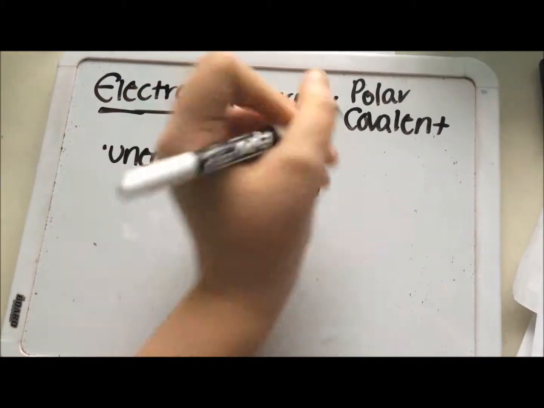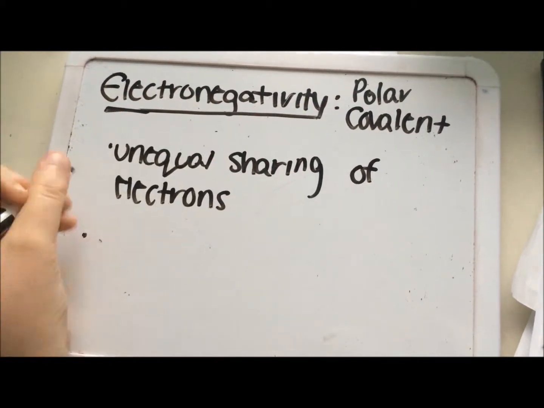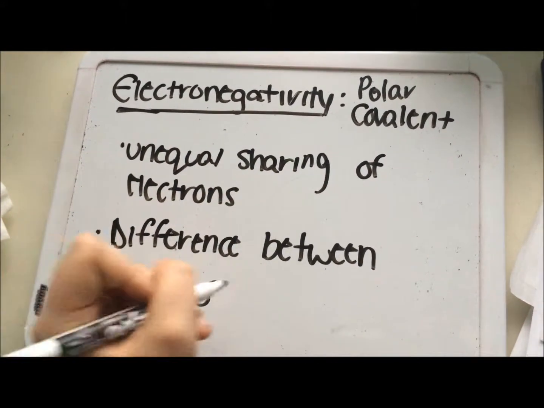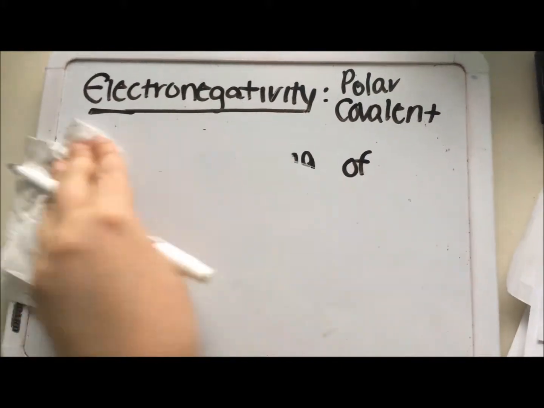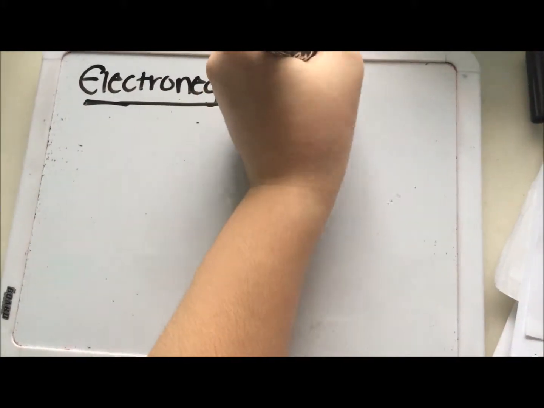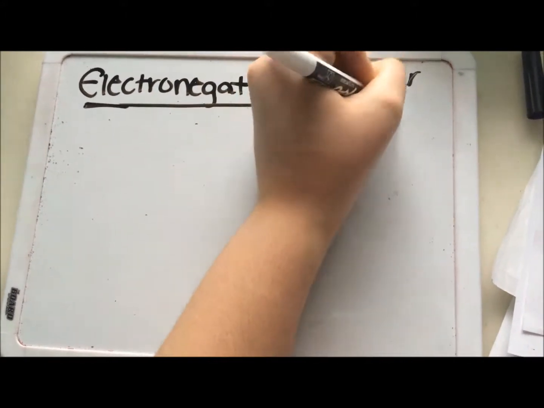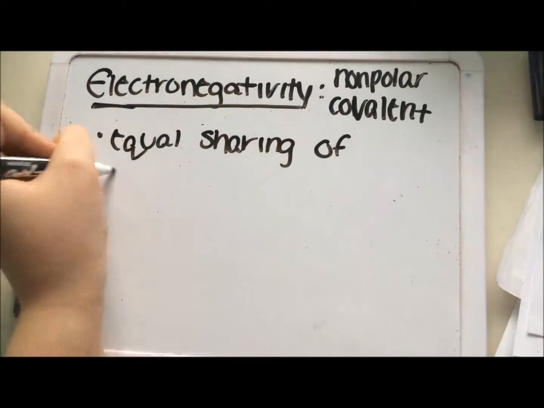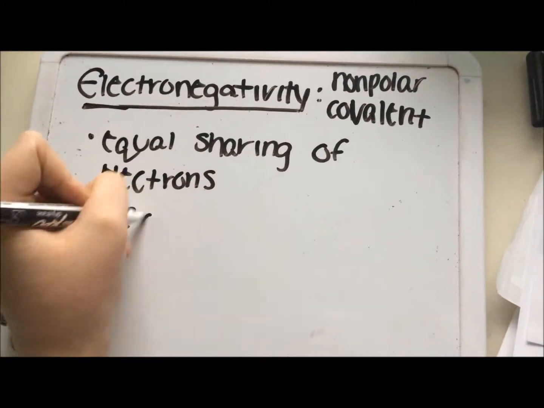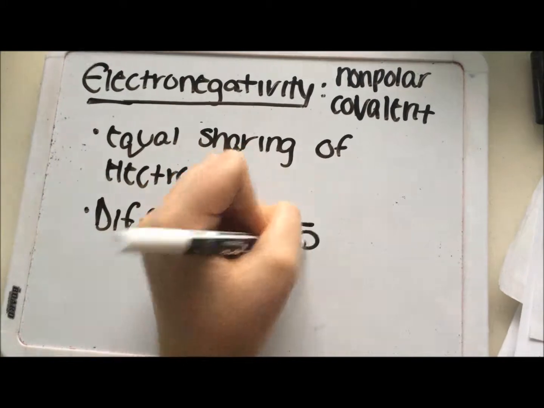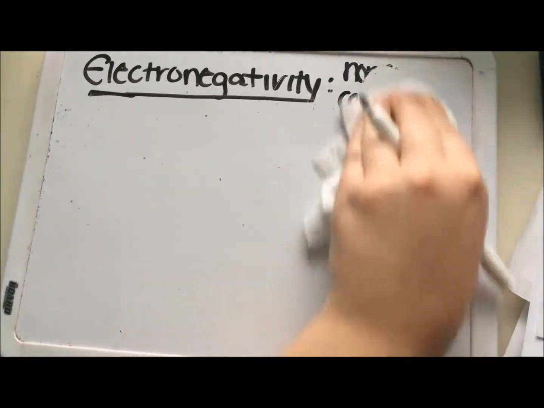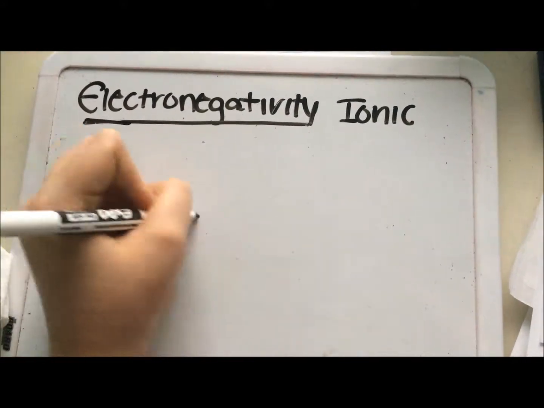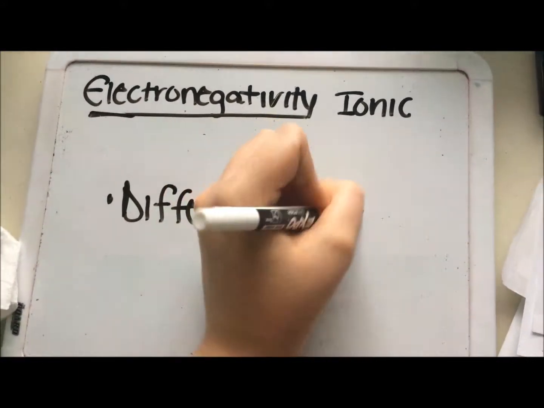Polar covalent electronegativity. It has unequal sharing of electrons and a difference between 0.5 and 1.7. Nonpolar covalent electronegativity. It has equal sharing of electrons and a difference that is less than or equal to 0.5. Ionic electronegativity. It has a difference that is greater than or equal to 1.7.